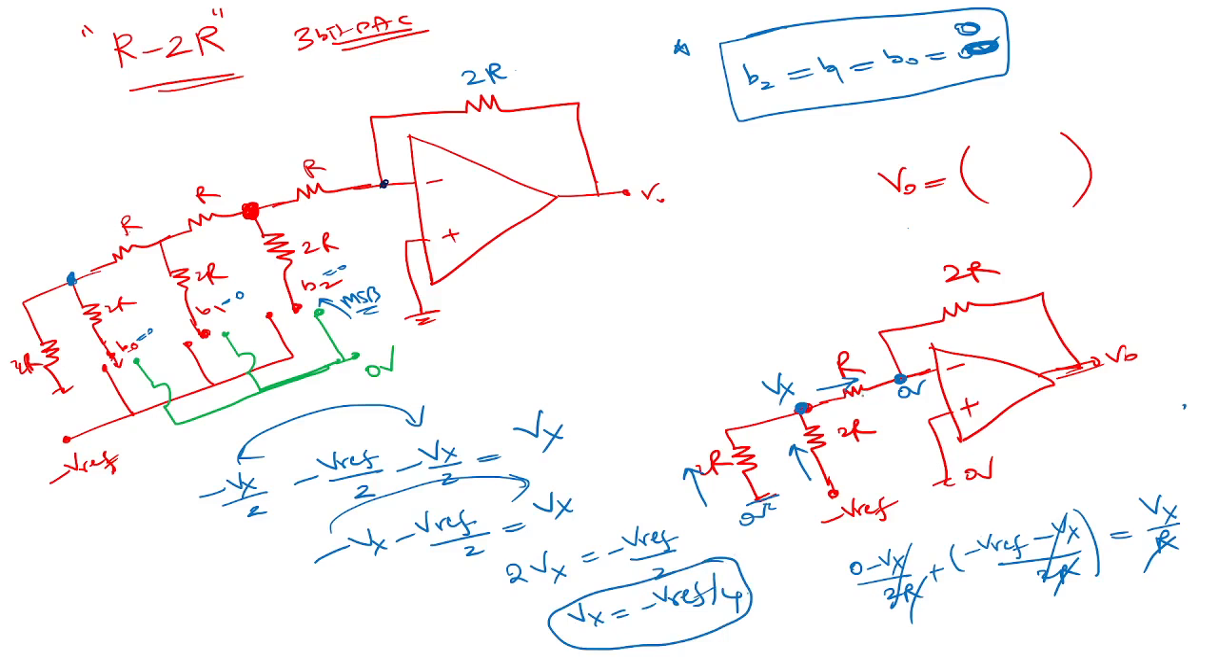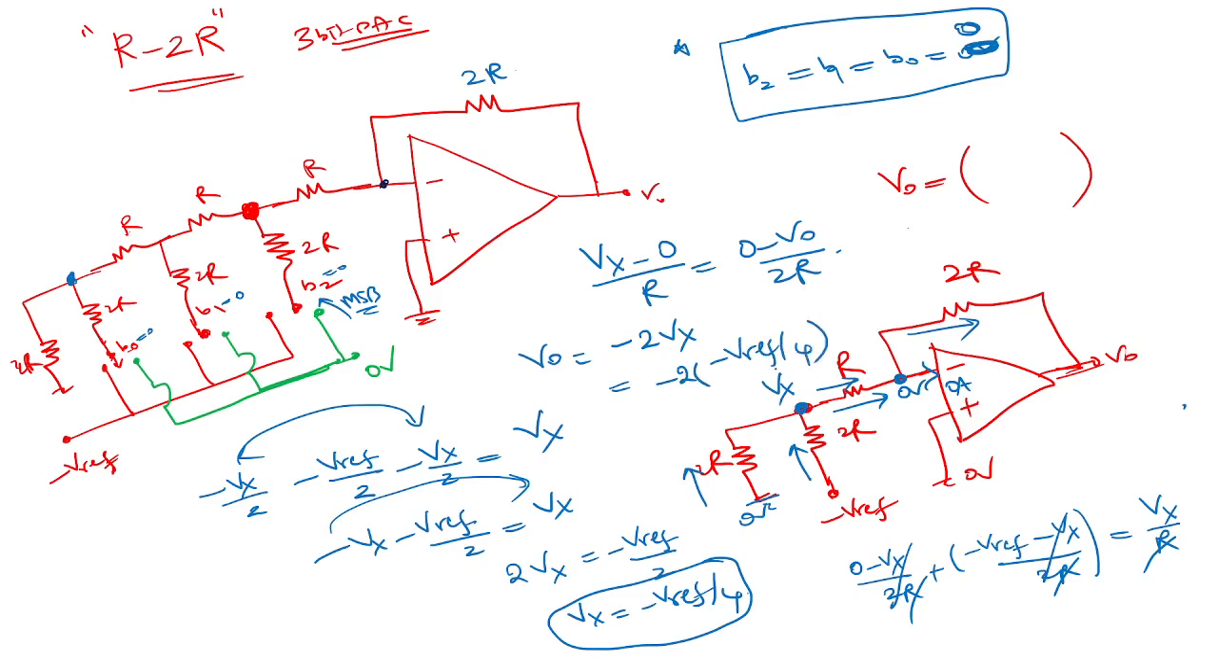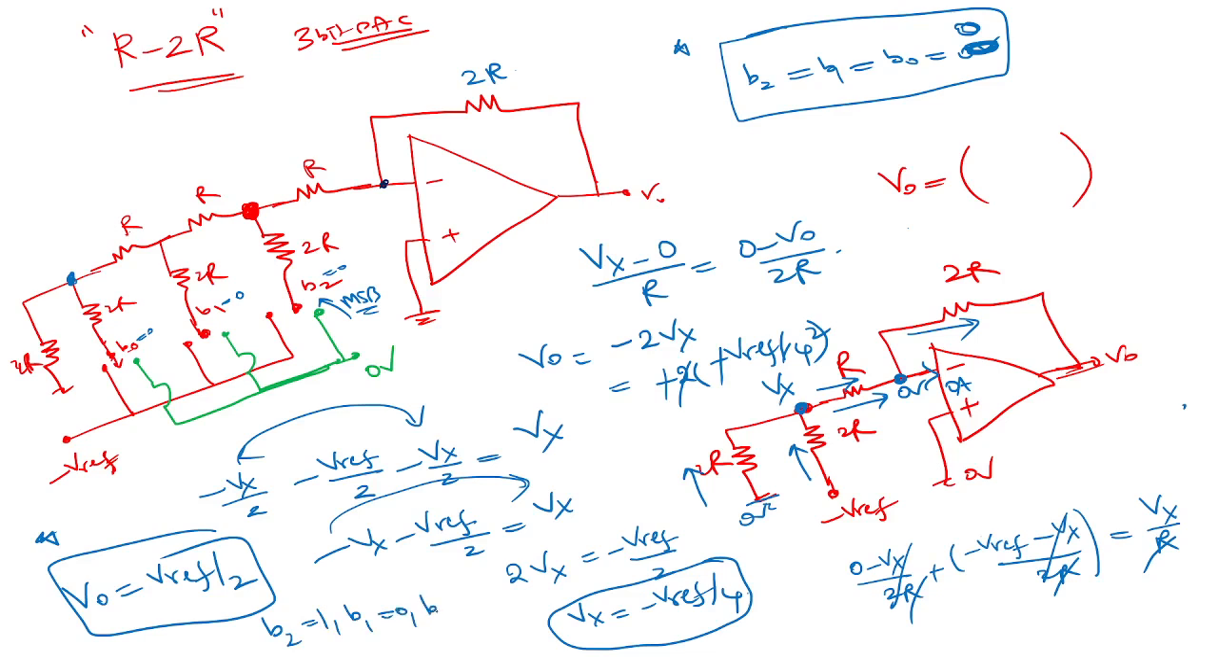Now you know the Vx, right? Now you can apply KCL here. Incoming current is equal to outgoing current. This current is assumed 0. So (Vx minus 0) by R is equal to (0 minus V naught) by 2R. So what is V naught? Minus 2 times Vx, and Vx is minus V reference by 4, as we just got. Minus minus 2, so V naught is V reference by 2. This is when B2 is 1, B1 is 0, B0 is 0.